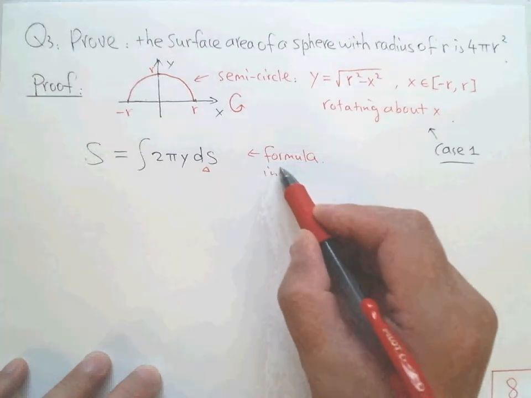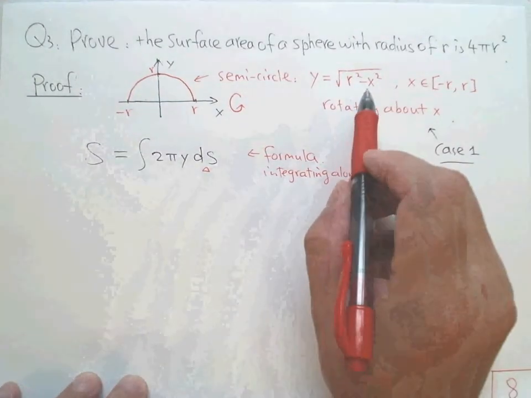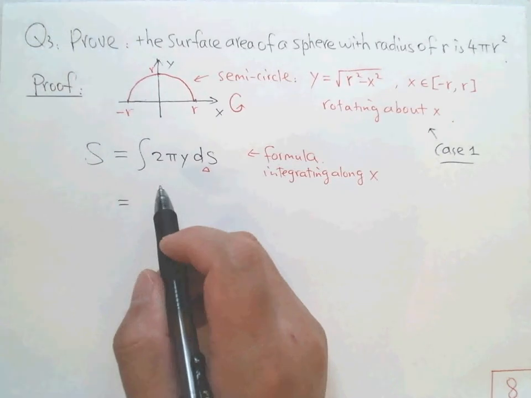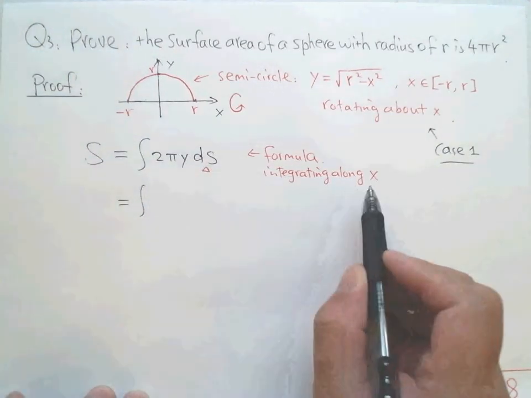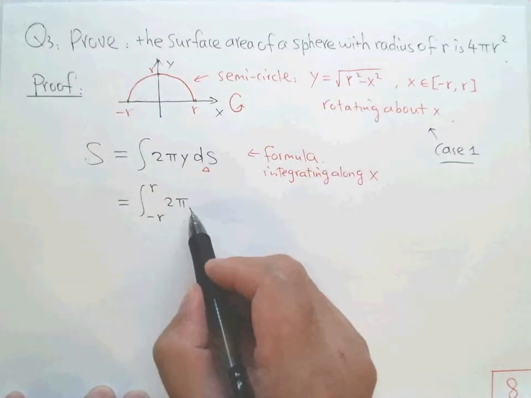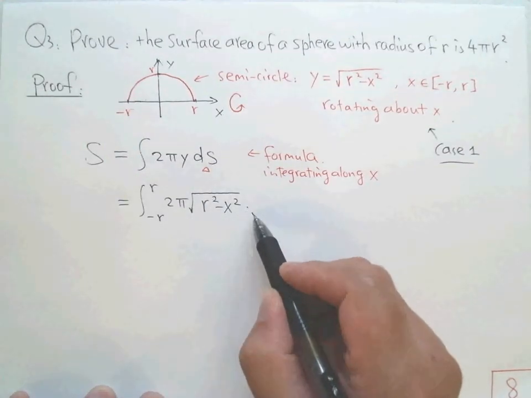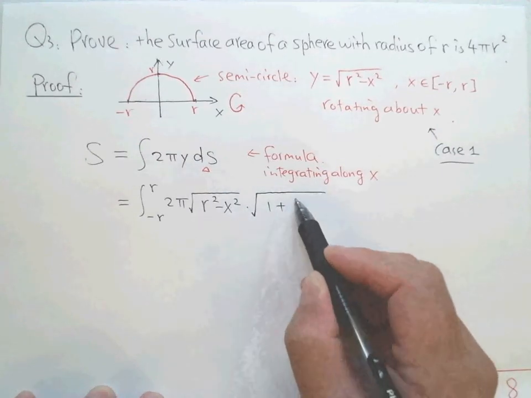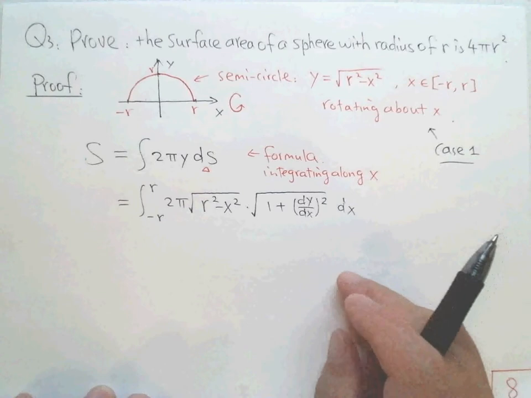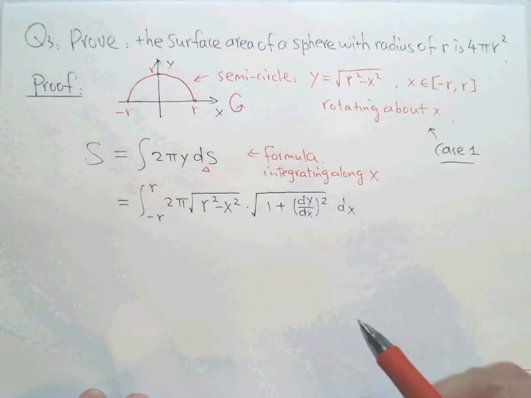How about the ds? We are integrating along x, along the x-axis. So the formula is the integral along x from negative r to r of 2 pi y, and y is the square root of r squared minus x squared. What is ds? You remember ds is the square root of 1 plus (dy/dx) squared, because we need the dx outside. This is the complete integration.